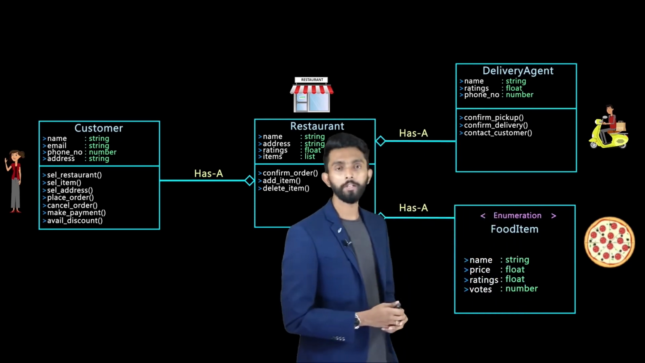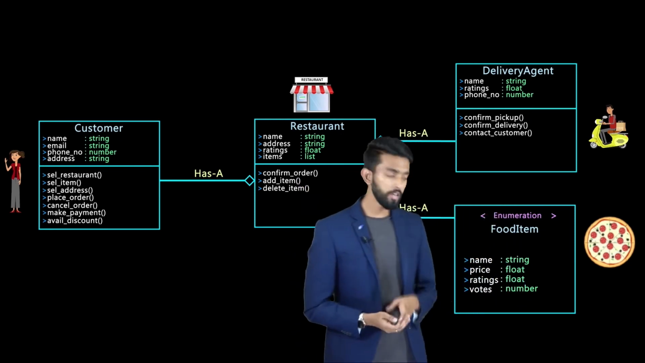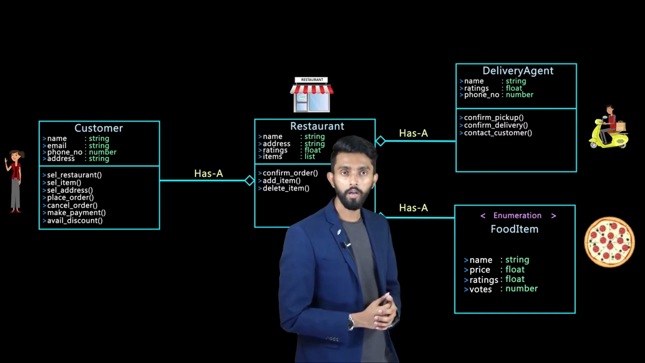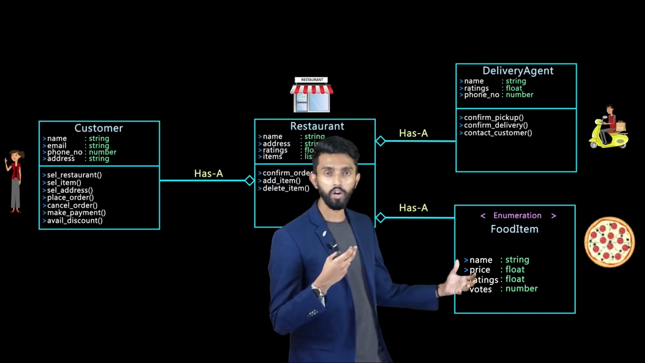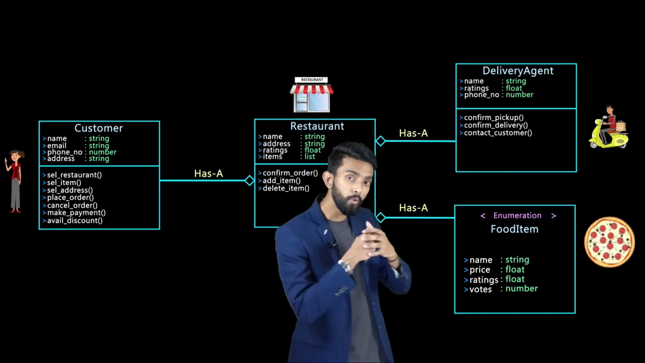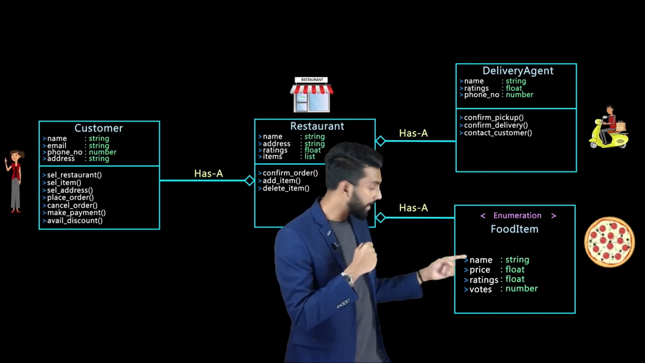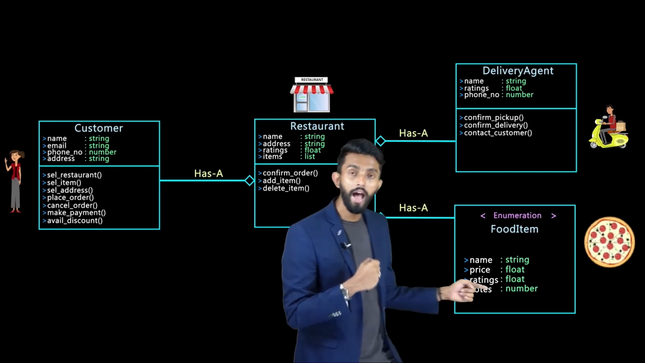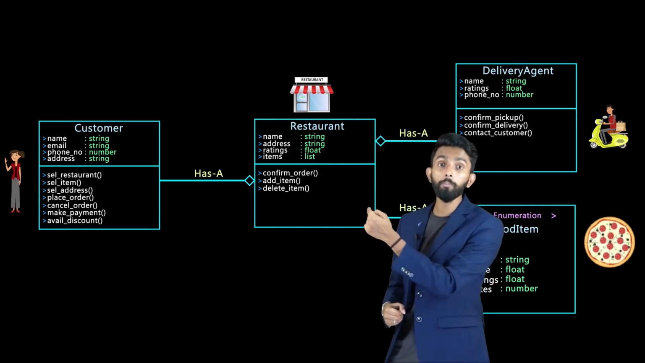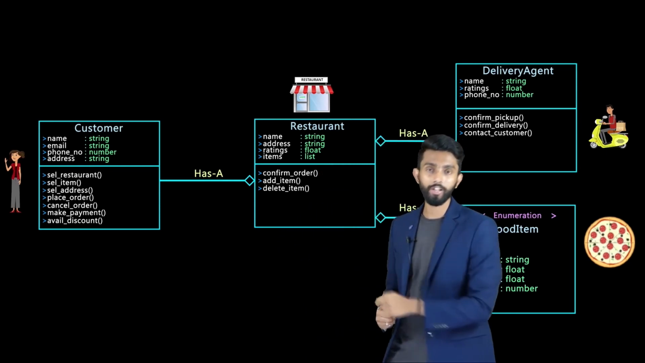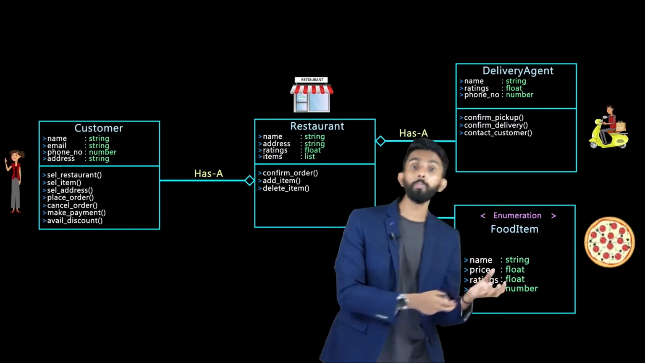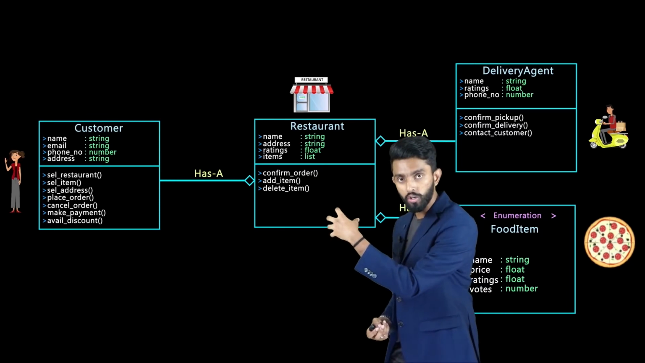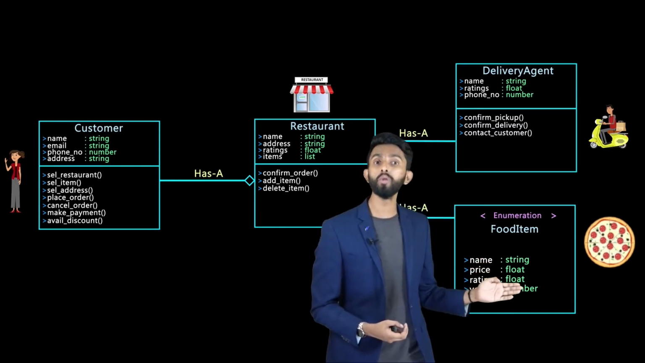Please look at it. A restaurant has food items, but don't you think the relationship between the restaurant and the food item is very deep? Because the existence of the food item is totally dependent upon the existence of the restaurant. Or in other words, the food item is present within the restaurant and it cannot have any individual existence.